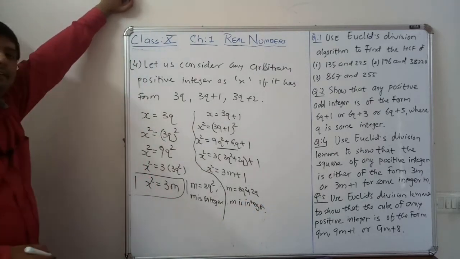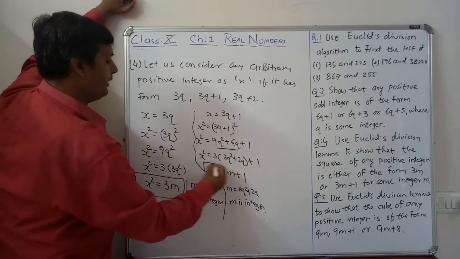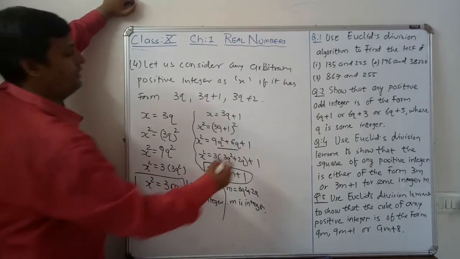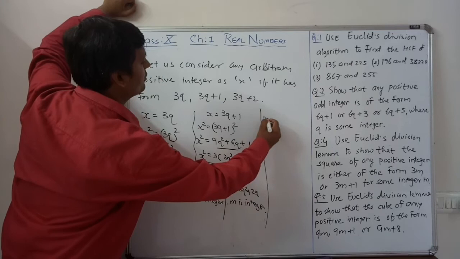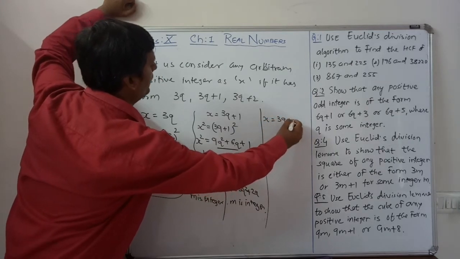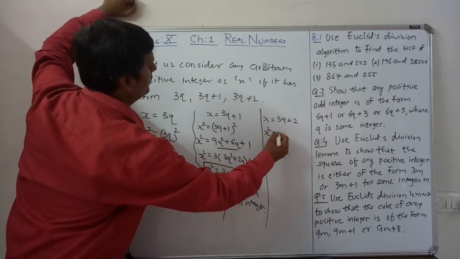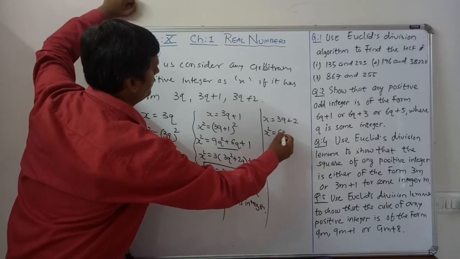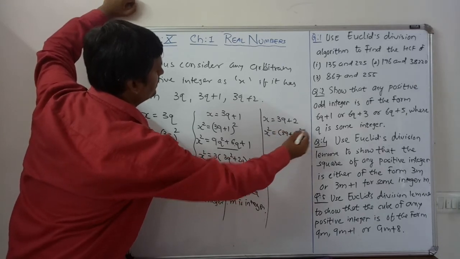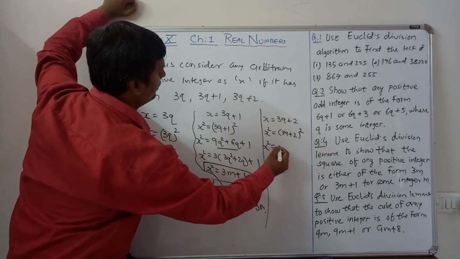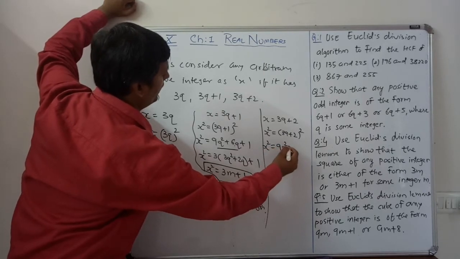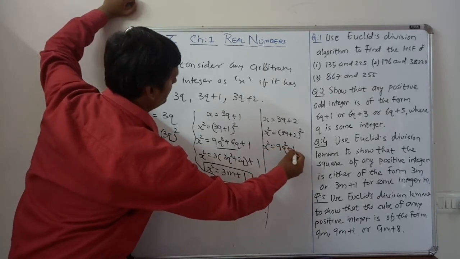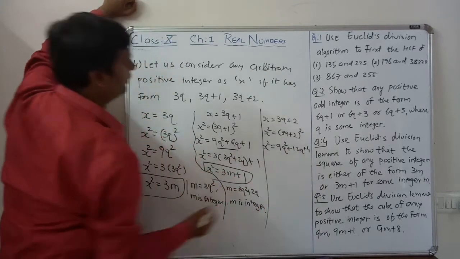That is any integer. Understand? So again you got the form, x squared is 3m plus 1. Similarly check the third number. So x is equal to 3q plus 2. Again take the square on both sides. Okay, so (3q plus 2) whole squared. So x squared is equal to 9q squared plus 12q plus 4.